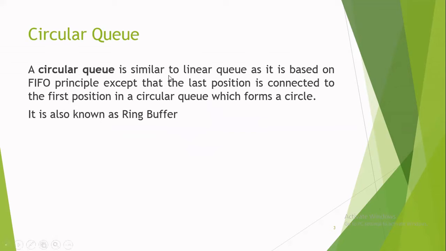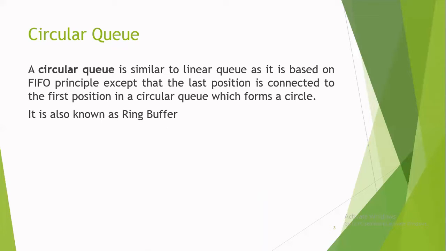A circular queue is similar to a linear queue as it is based on the first in, first out principle, except that the last position in the circular queue is connected to the first position. Hence, it forms a circle. Because it forms a circle, the circular queue is also called a ring buffer.